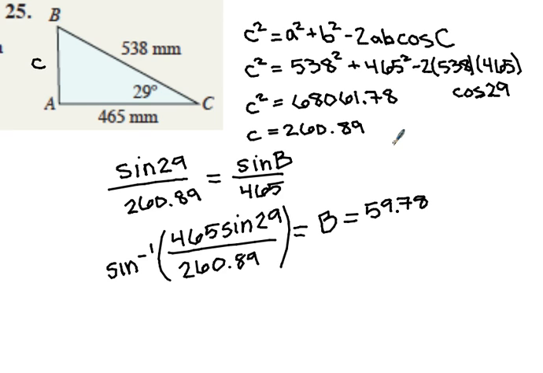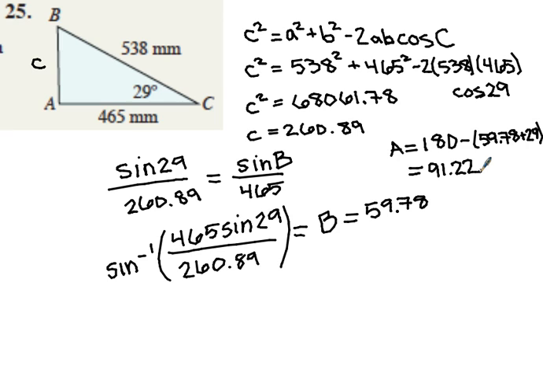So our third angle, we know that angle A is going to equal 180 minus the other two angles, which we found was 59.78, and the given, which was 29. When we type that into the calculator, we can subtract 59.78 and 29. And we see that angle A is going to equal 91.22.